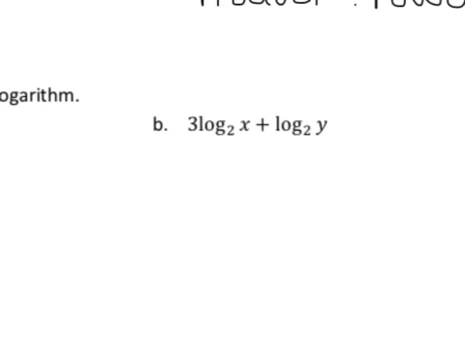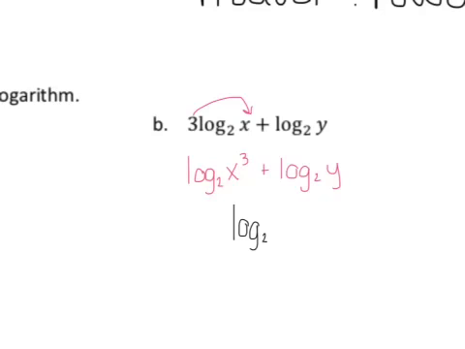Bring the 3 over, Jake. So the 3 is going to come over here. What property is that? Power. So we have log base 2 of x cubed plus log base 2 of y. Now what? They're being added and they have the same base. So what can we do to combine them into one log? Multiplication. So it would be x cubed y. That comes from the product.